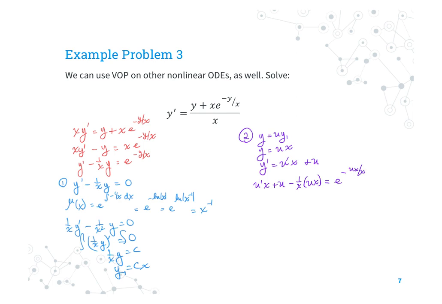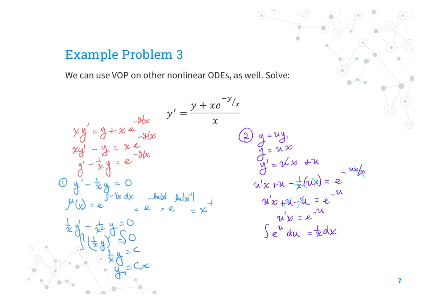Well, it looks like we're going to have some cancellations going on. These x's cancel, these x's cancel, and we're left with u'x + u - u = e^(-u). How about that? And those u's are going to cancel. So we're left with u'x = e^(-u). If we move the e to the negative u to the other side, we get e^u du = (1/x) dx.